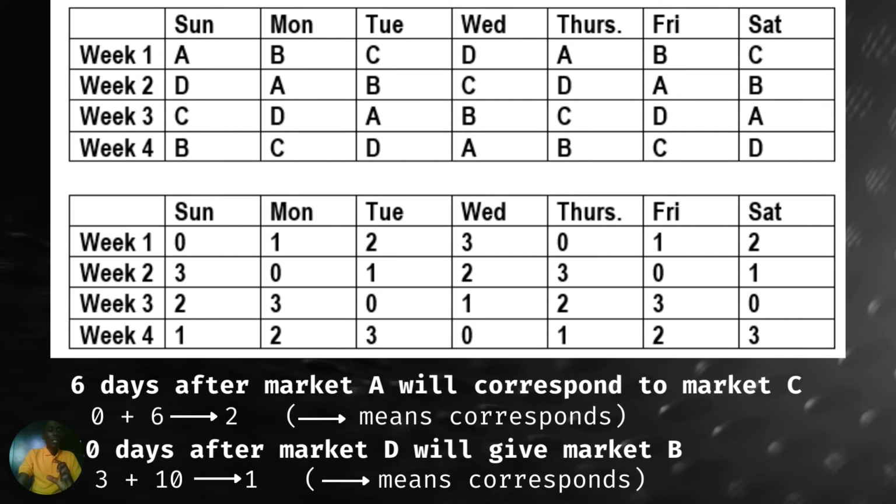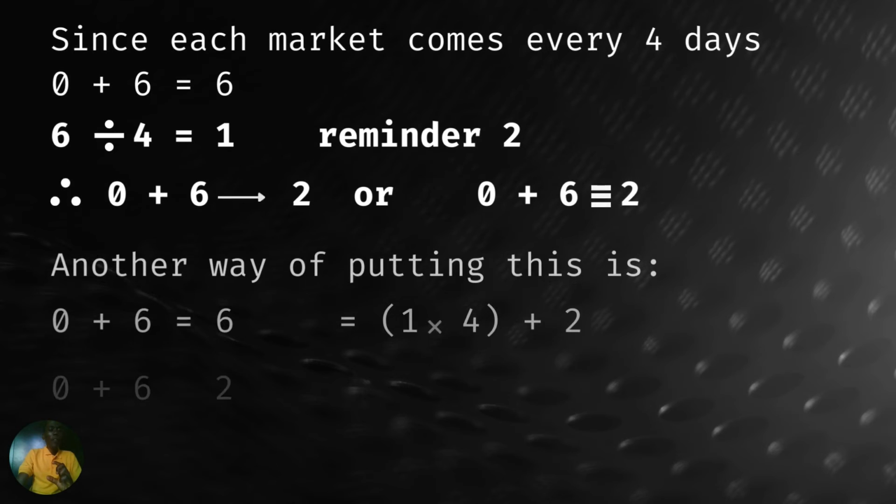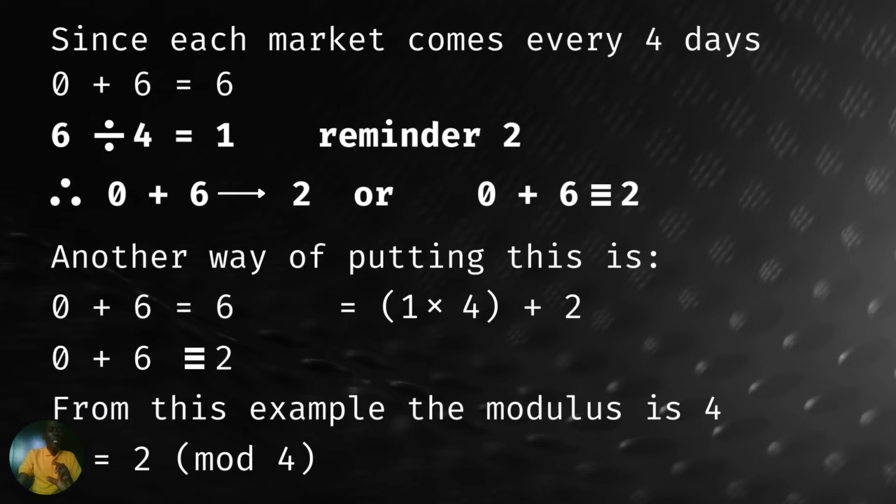Now, let's explain this table better. Having considered that scenario, the next thing we want to look at is the 4 days market day. Let's go back to the 4 days market day. Remember, market A started with code 0. And when we counted 6 days, 0 plus 6 will give us 6, right? So if we divide 6 by 4, that will be 1, remainder 2. Now, in modular arithmetic, 2 is very, very important.